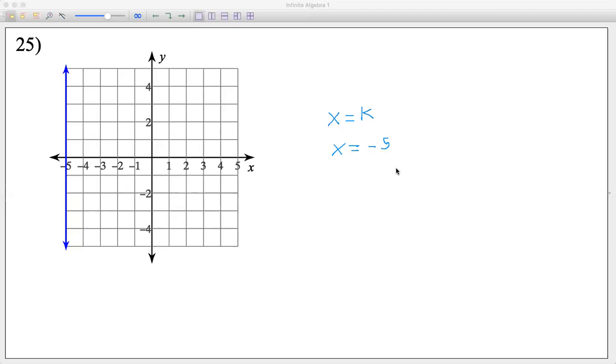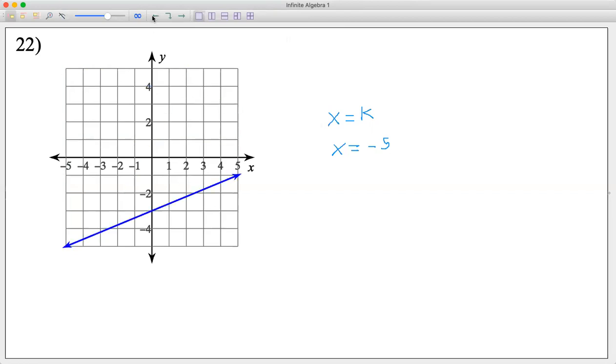Everyone? By the way, I'm giving you points here. If I give you a vertical or a horizontal line and I say write the equation, it's very easy. If that's 25, then what is the next one, 26 or 24? So what's 24? The equation. Y equals 1. Yes, because all horizontal lines are of the form y equals k, where k represents where it crosses the y-axis.